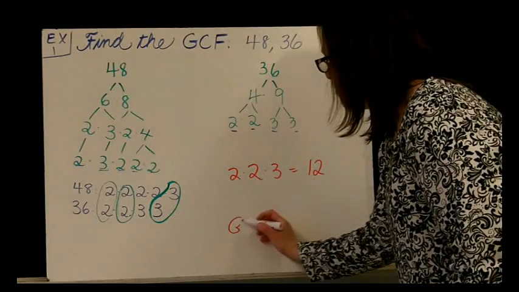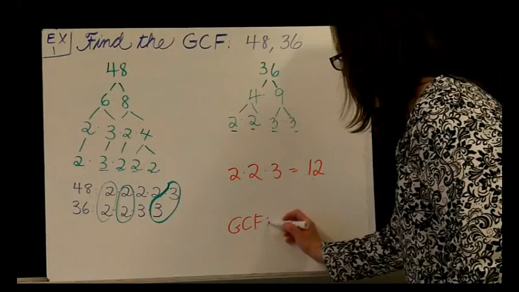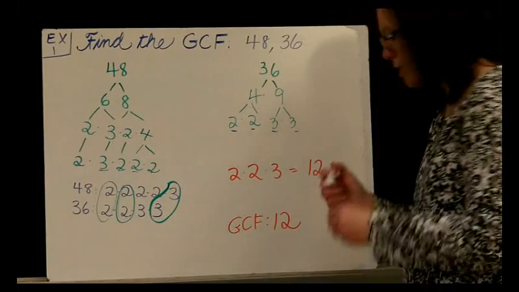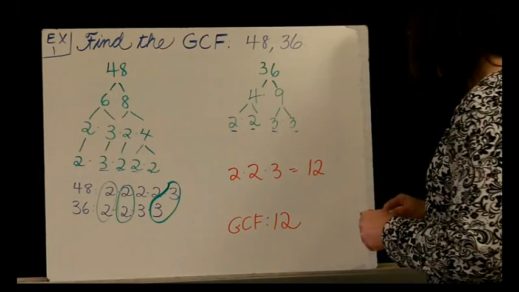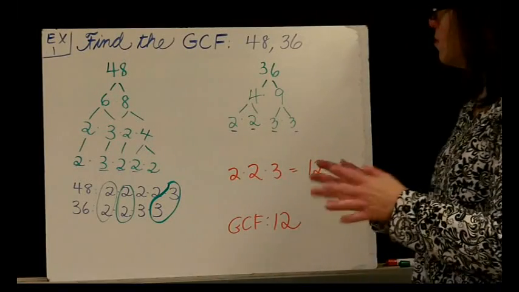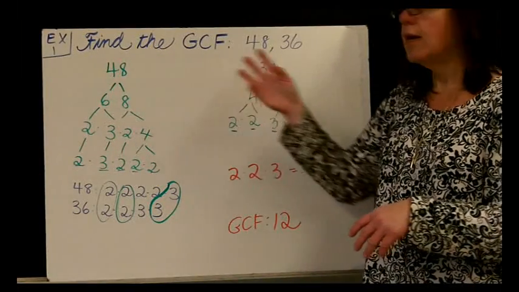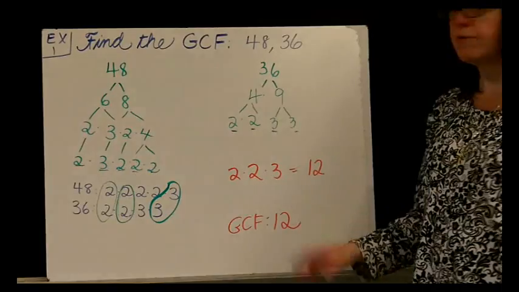So the greatest common factor of 48 and 36 is 12. That means that of all the numbers that get multiplied to make a 48 and to make a 36, 12 is the highest.